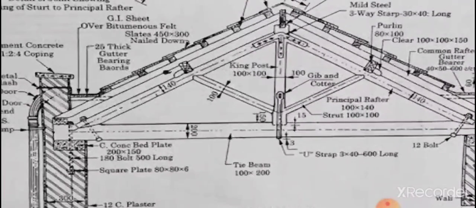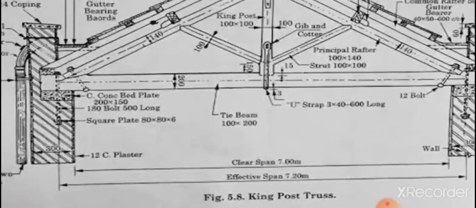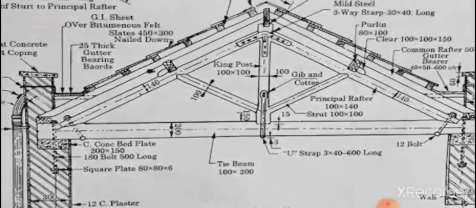Okay, as you can see clearly in this drawing, the clear span of the truss is given as 7 meters. That means the clear distance between the two supports, the clear distance between the walls, is 7 meters, and the effective span is given as 7.2 meters. Okay, now let us talk about the different members.